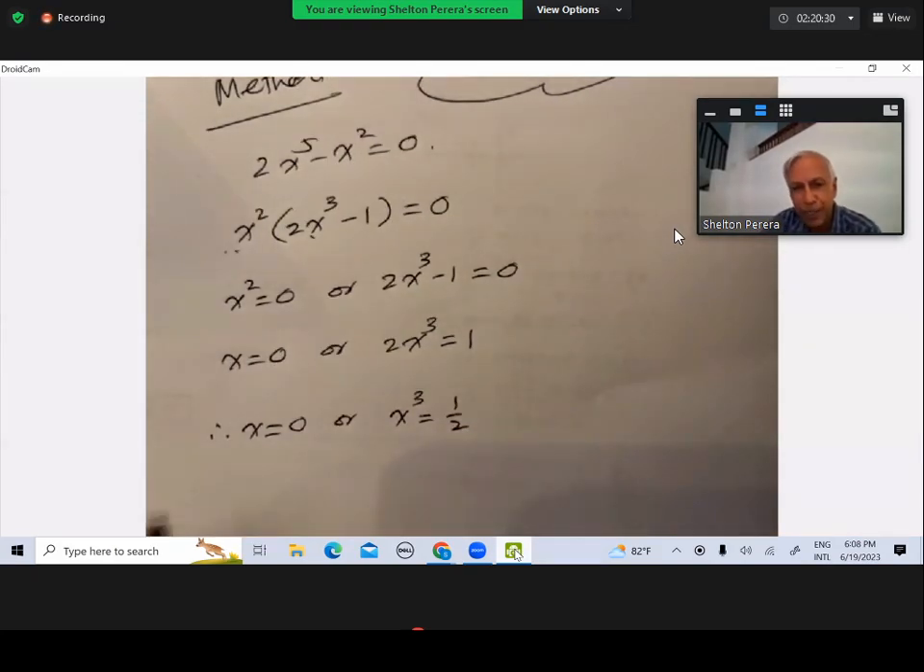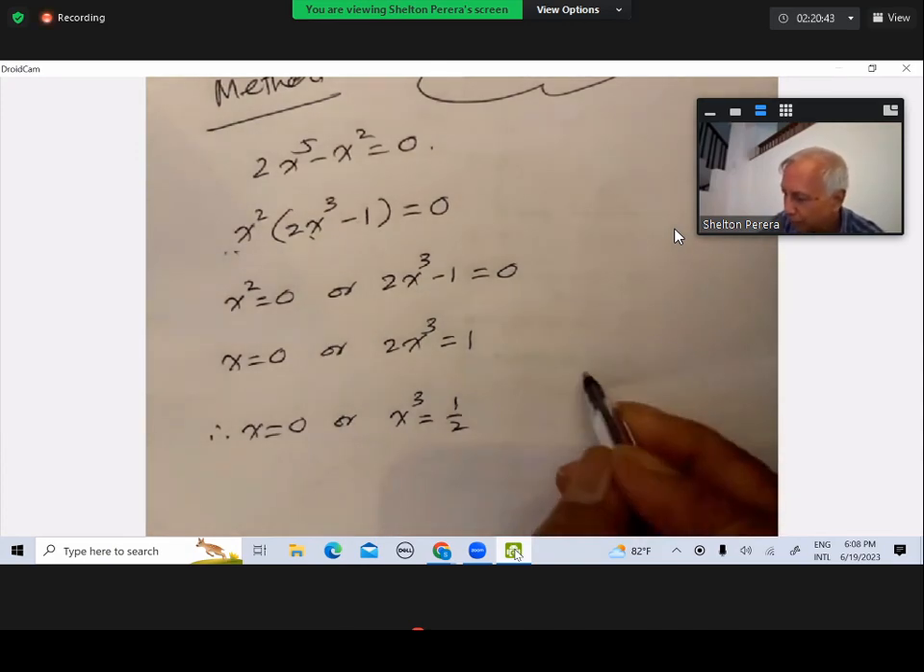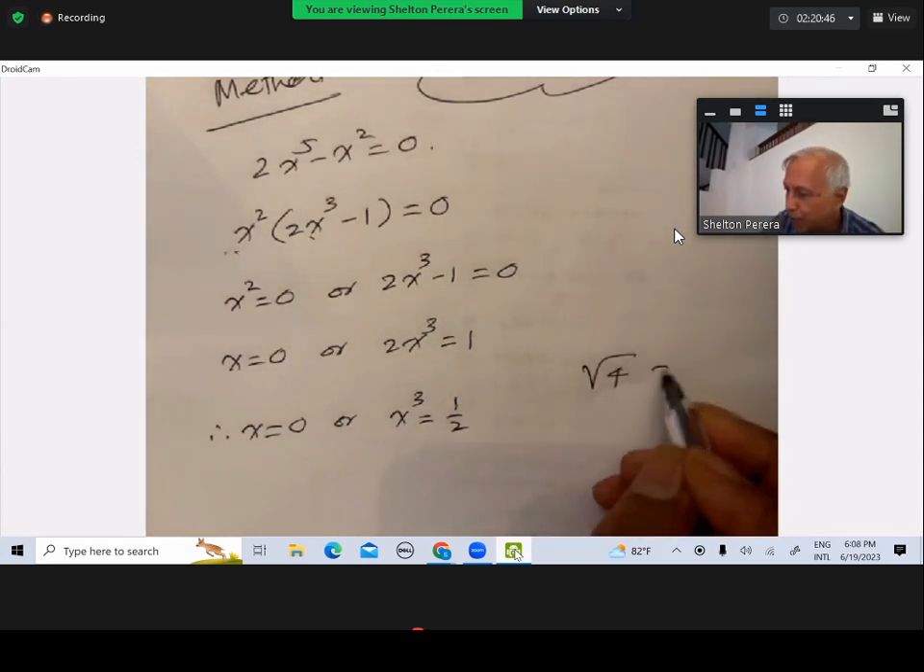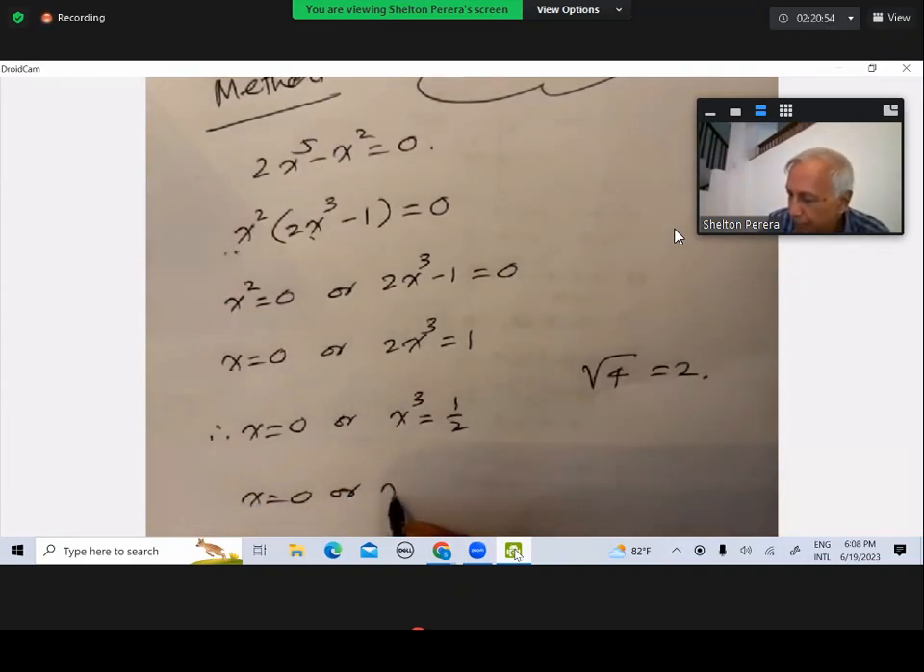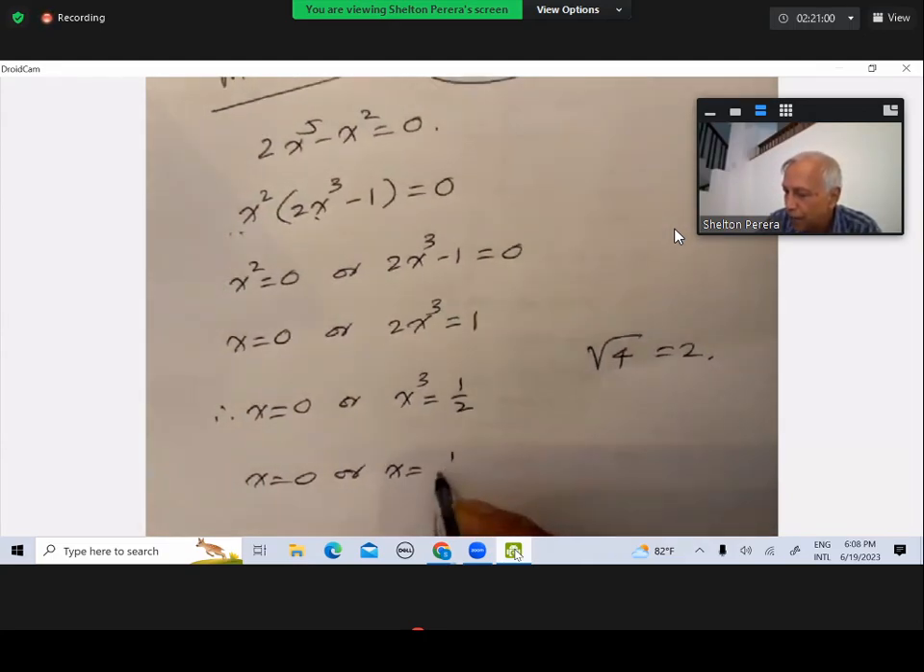Only one cube root for a real number. There are two square roots for a positive real number. But if you write square root 4, this is not plus or minus 4. This is just 2, the positive square root. Yes, so x equals 0 or x is equal to the cube root of 1 over 2, which is 1 over 2 to the power 1/3.